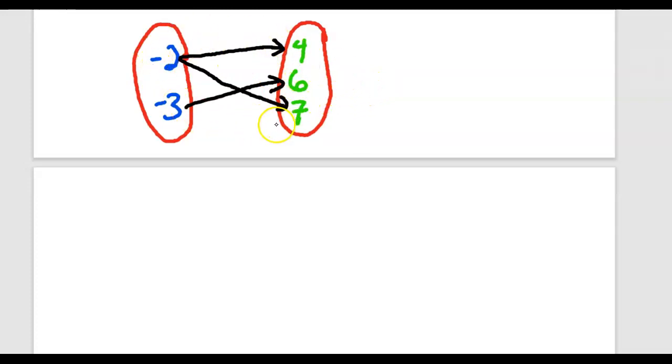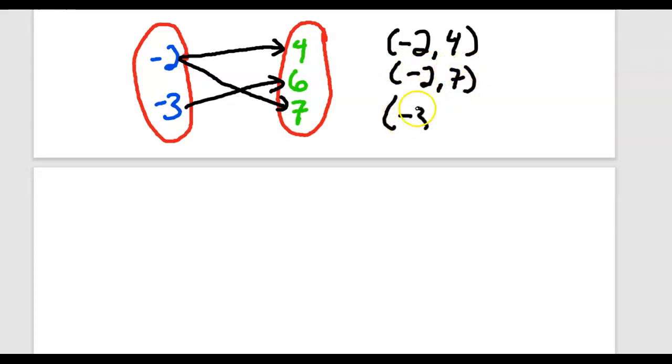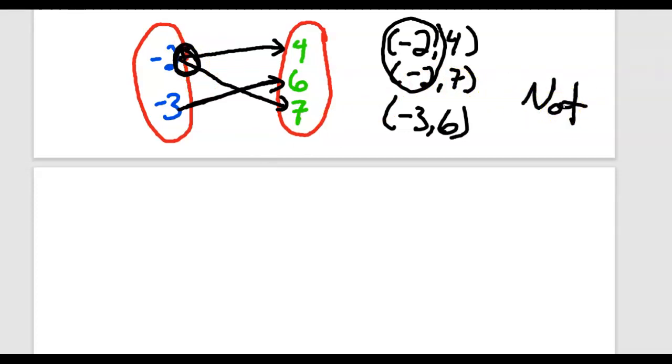Anytime you have a diagram like this, if you're not sure what these lines represent or you can't see it, write the ordered pairs. We have (-2, 4), (-2, 7), (-3, 6), because all I'm doing is following those lines. Since the -2 repeats, 2 values come off of it, it is not a function. So we have to be a little bit careful.